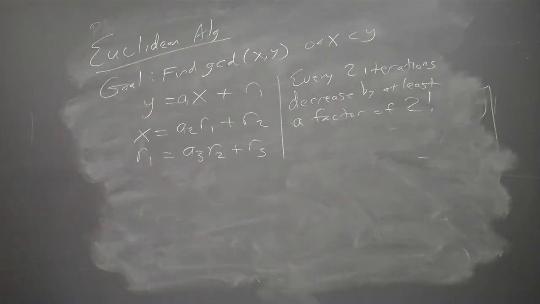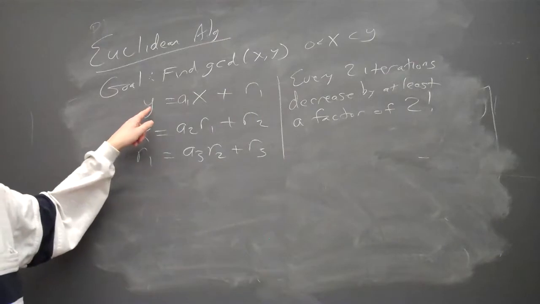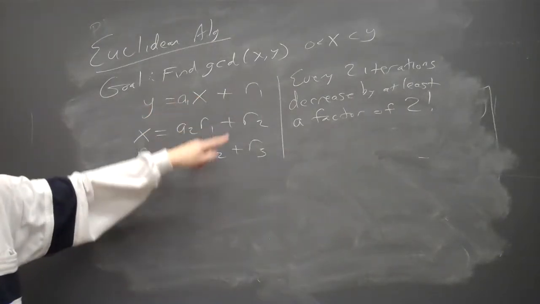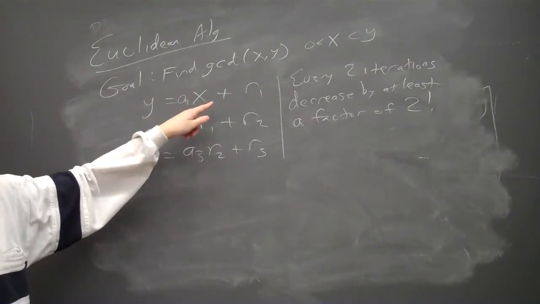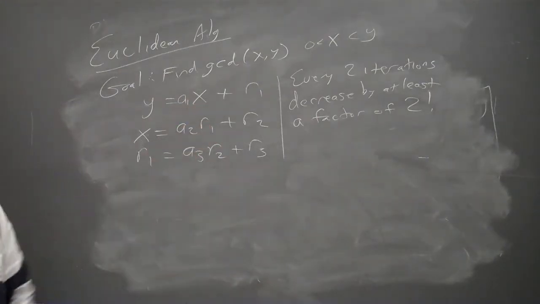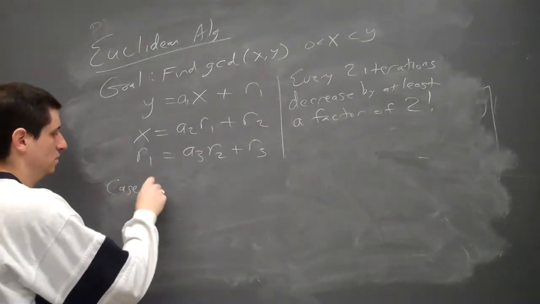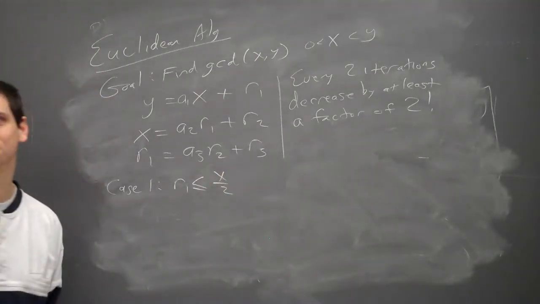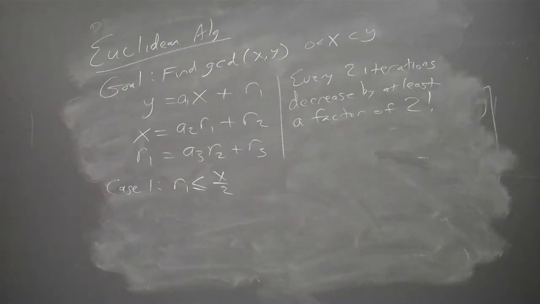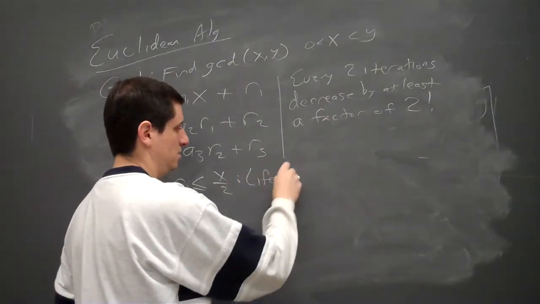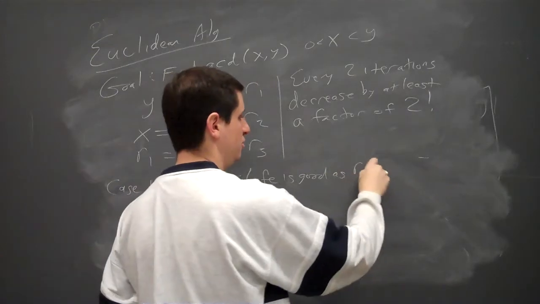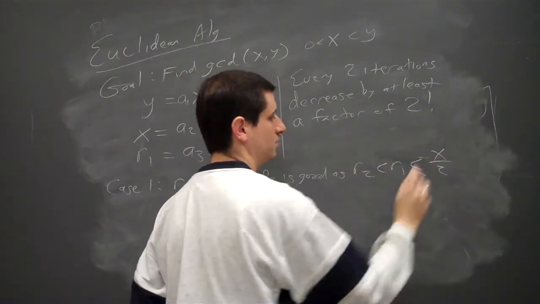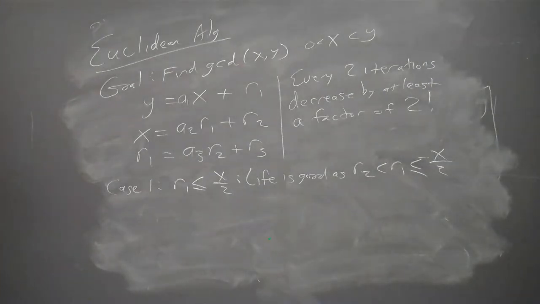Okay? This is wonderful. So let's look at what goes by this. What I mean is, if I look at x and then I look at R2, R2 is at most x halves. Okay? So case 1, let's say R1 is less than or equal to x halves. Are we good? Yes. Life is good, as R2, which is less than R1, which is less than x halves. So if R1 is really small, then we're in great shape.